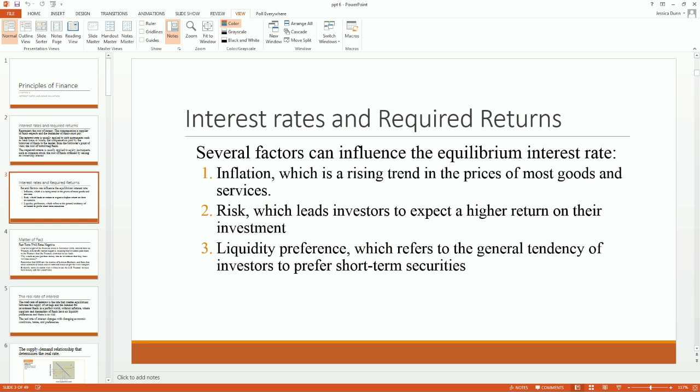There are several factors that can influence the equilibrium interest rate. First is inflation. This is a rising trend in overall prices. Risk. Higher risk means higher return. And liquidity. We prefer to have short-term securities in general.